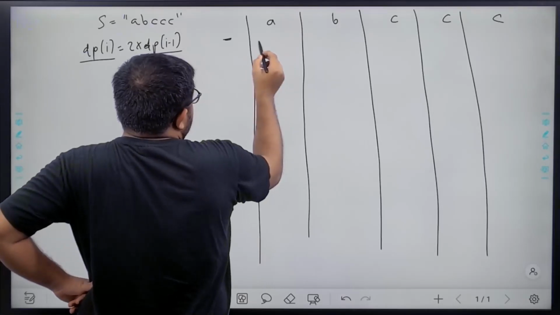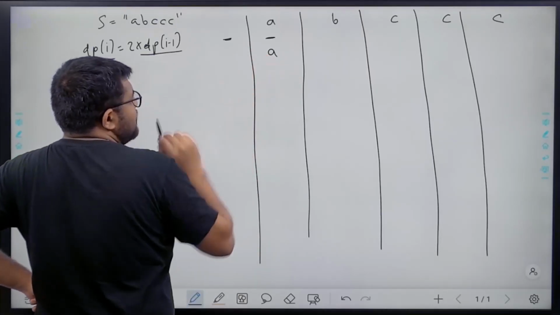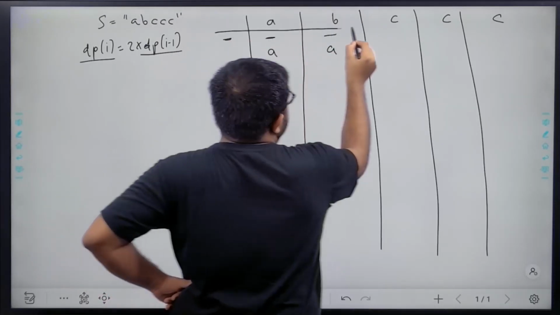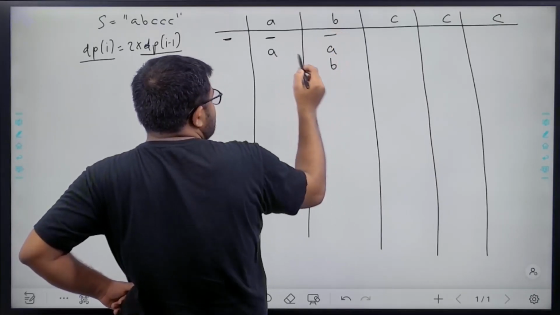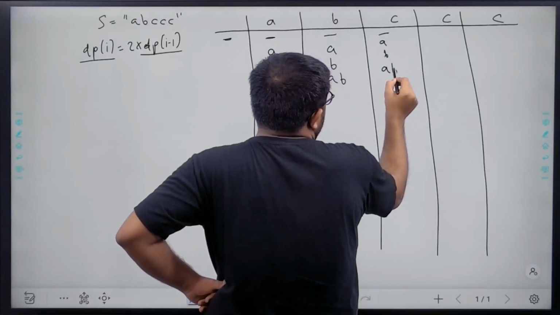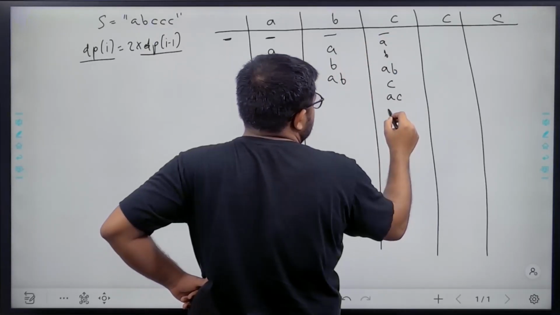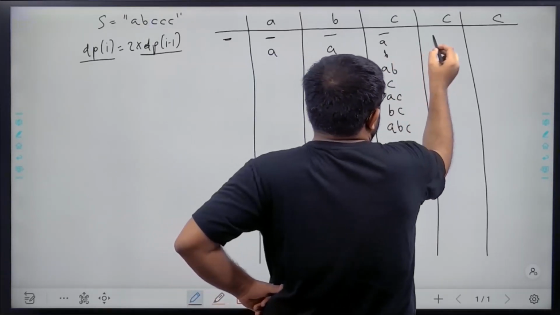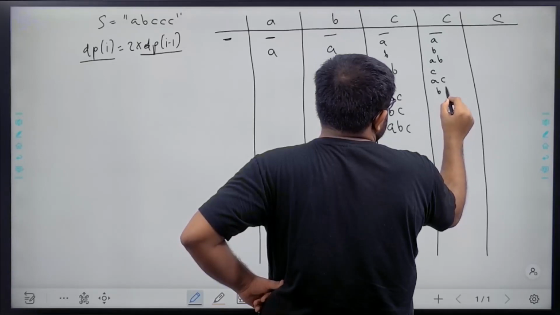When I come at index A, I'll either not add A, so empty will remain empty, or I'll add A to empty, so it will become A. Now when I come here, either I can keep these as they are, or I can attach B to them. So B to empty becomes B, and B to A becomes AB. Here I can keep them as they are, or attach C to empty, it becomes C, C to A becomes AC, C to B becomes BC, C to AB becomes ABC. Now here I can either keep them as they are: A, B, AB, C, AC, BC, ABC.